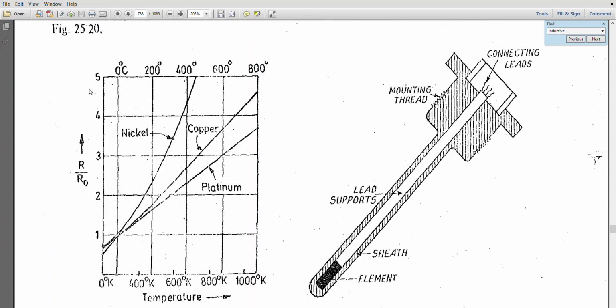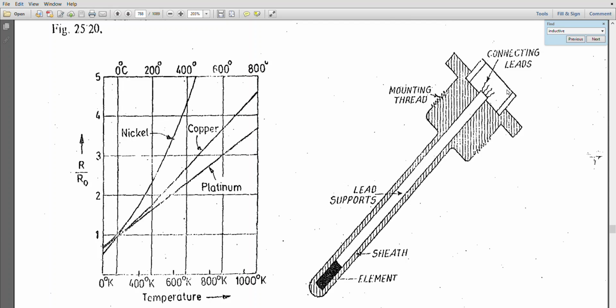These materials are platinum, copper, and nickel. When the temperature increases, there is an increase in the resistance, and this is a positive temperature coefficient. That is, when the temperature increases, resistance also increases. And how is it actually made? There will be ceramic beads connecting two wires that have been welded at the end, and these ceramic beads separate the rest of the wire until the point of measurement. These wires come out and are connected to the instrumentation circuit.